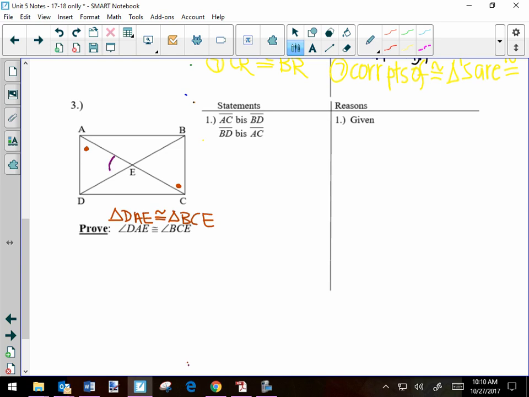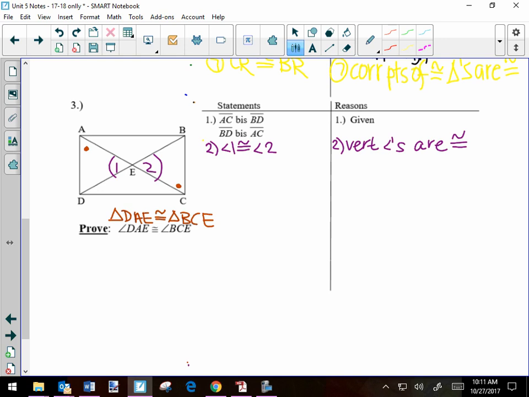Which tells me that these two angles are congruent. I'm going to call them 1 and 2 because they're vertical angles and they just happen to fall in those triangles that we're working with. So I'm going to put in my proof that angle 1 is congruent to angle 2 because vertical angles are congruent. I just happen to notice that first. Maybe you'll have this in your proof in a later line, but I happen to notice that right away. So I'm going to put that in my proof.